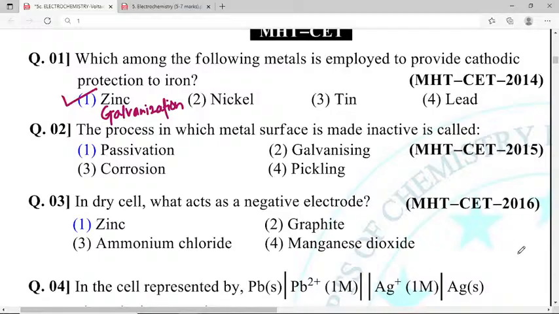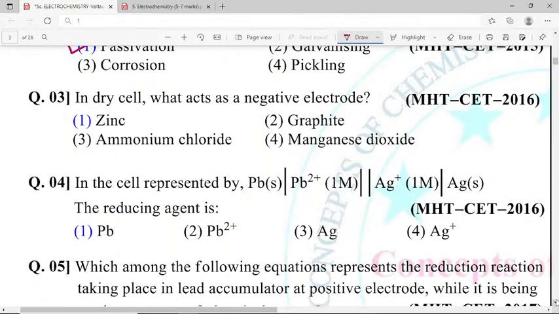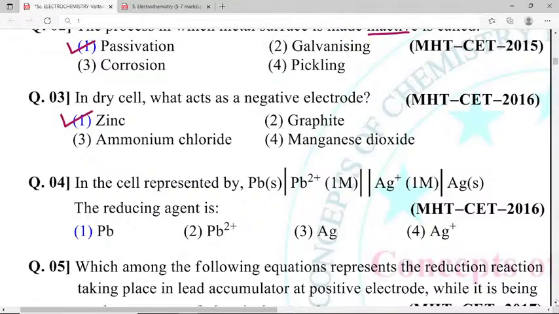The process in which a metal surface is made inactive is called passivation. In a dry cell, what acts as the negative electrode? Zinc acts as the negative electrode, where oxidation takes place.